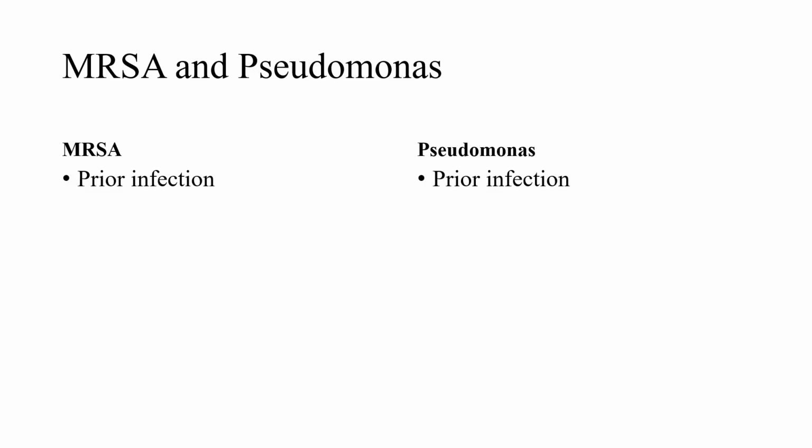So the first one is prior infection. Obviously, if you have a patient and you know that they've had MRSA or Pseudomonas in the past, not just in the lungs, but bacteremia or soft tissue infection sometimes, and you have that data, you're going to want to treat for this now, right? Because that would be a really bad thing to miss.